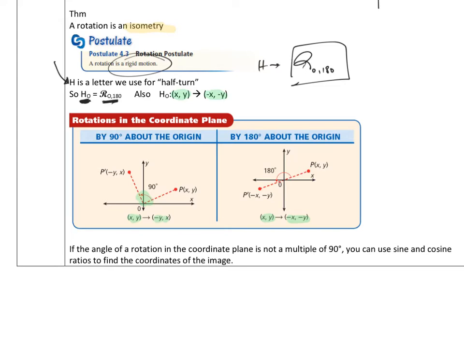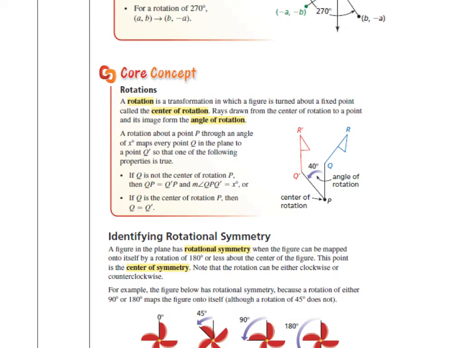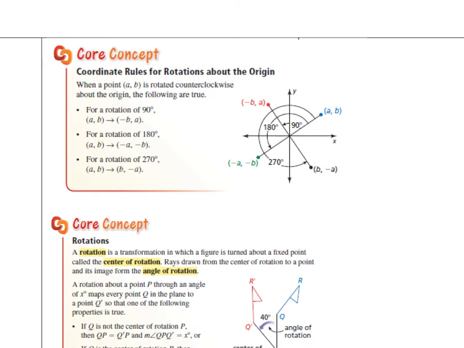And we don't know sine and cosine yet. We will learn that later in this course. But for right now, we're only going to focus on half turns and 90 degrees. Anything else we will do graphically. All right, let's take a look at what we got over here on this page.